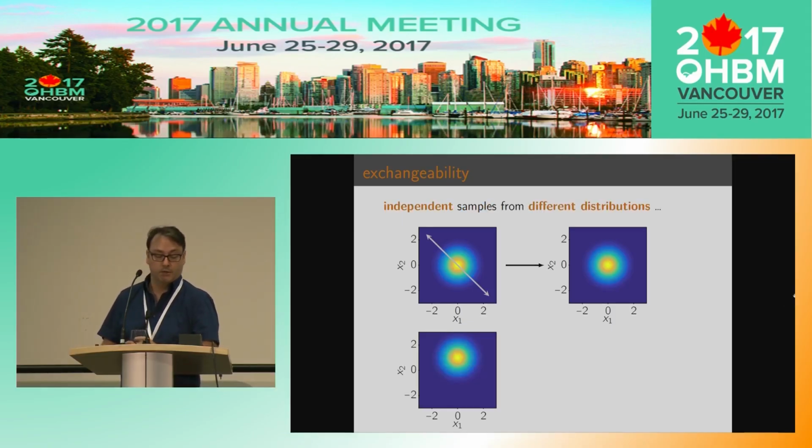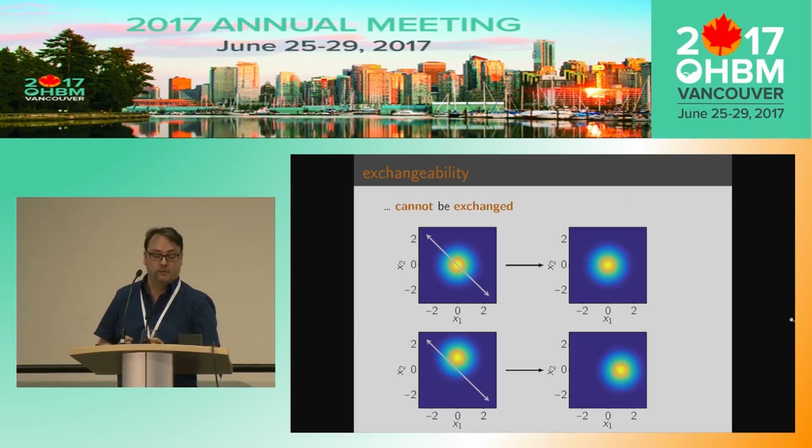Now, if these two values came from different distributions, for instance, x1 had a mean of 0, x2 had a mean of 1, and we would apply the same exchange of x1 and x2, of course, the joint distribution would change. The center of the distribution is now somewhere else, which means in this condition we do not have exchangeability. And that is exactly the logic of the null hypothesis test. Under the null hypothesis, you have exchangeability. Under the alternative, you do not have exchangeability.